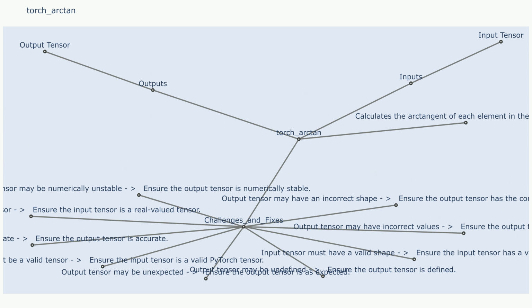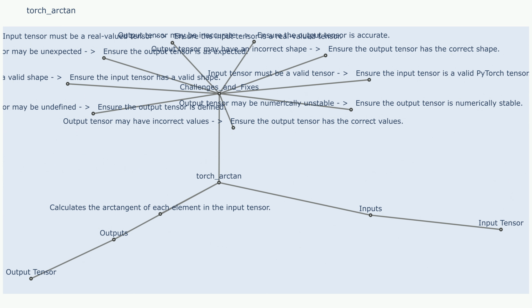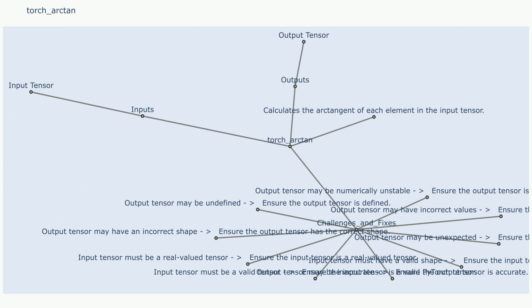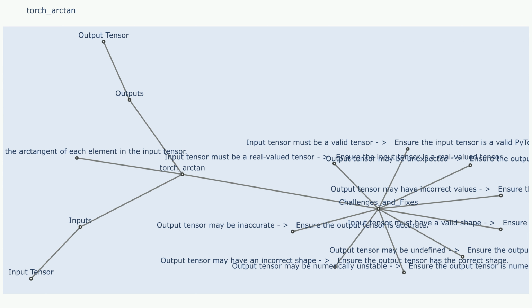Challenges and fixes. Challenge 1. Input tensor with invalid data type. The torch arctan function only accepts numerical input tensors. If the input tensor contains non-numerical data, the function will raise a type error. Sample use case that resulted in challenge 1. Input torch tensor 1, 2, 'abc'.